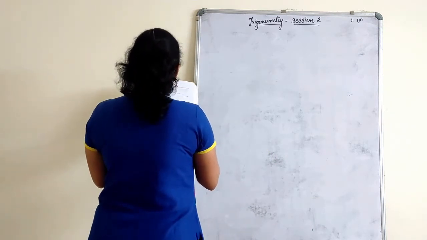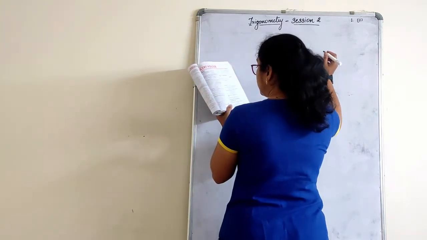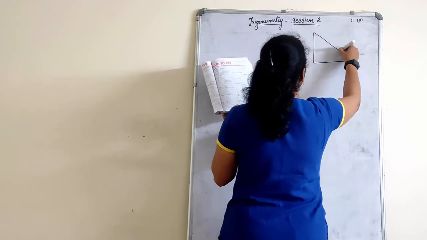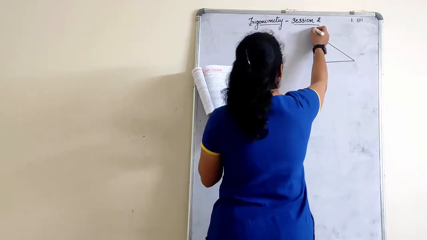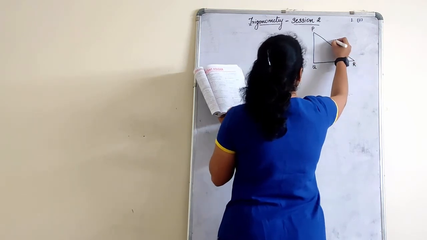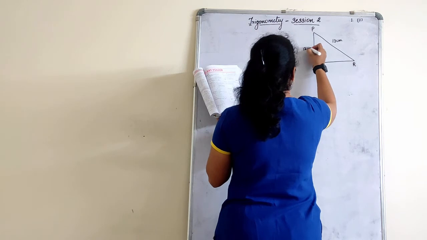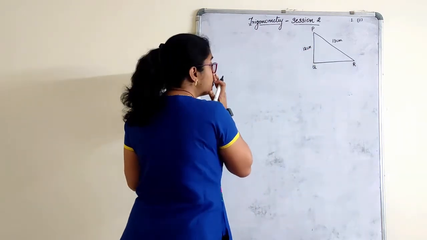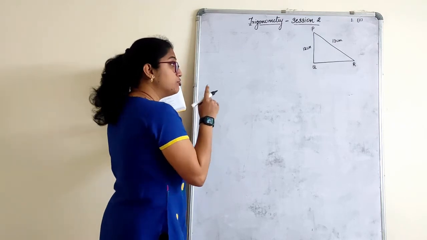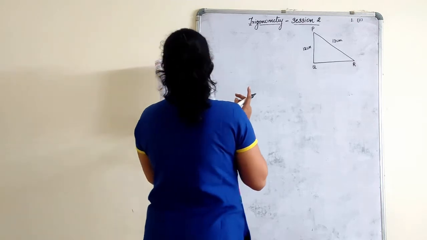Second one: in the following figure, find tan P minus cot R. So the figure is already given. This is P, this is Q, this is R, this is 13 centimeter, this is 12 centimeter. Can anybody guess and tell me what should be QR? 5, 12, 13 is a Pythagorean triplet, right? So QR should be 5. We know QR is 5, but still you have to show it in calculation.